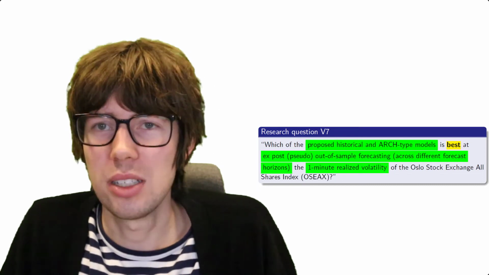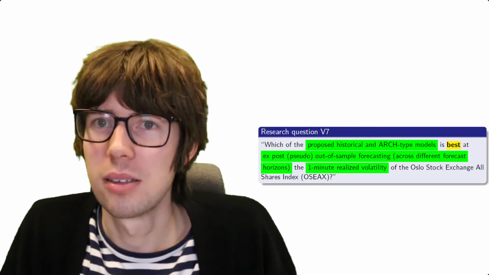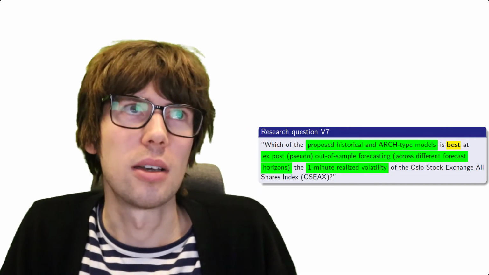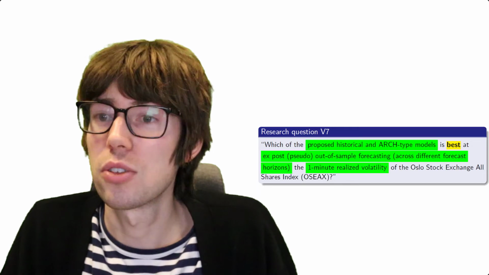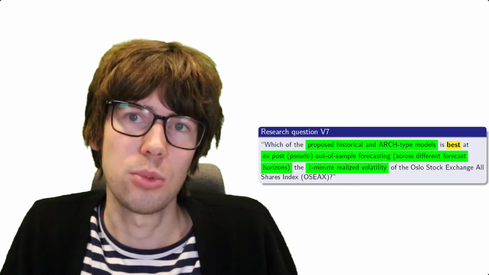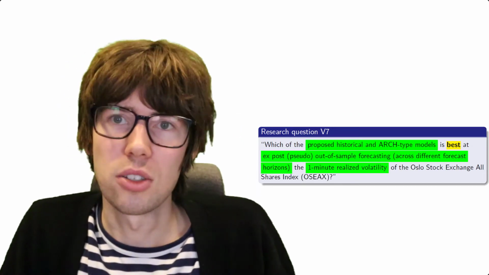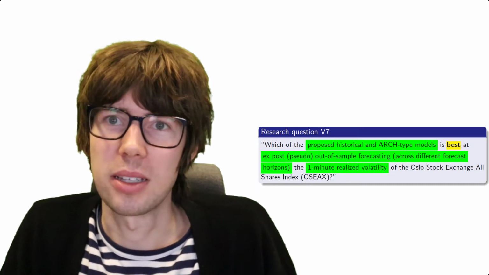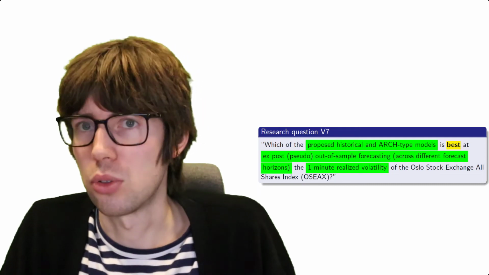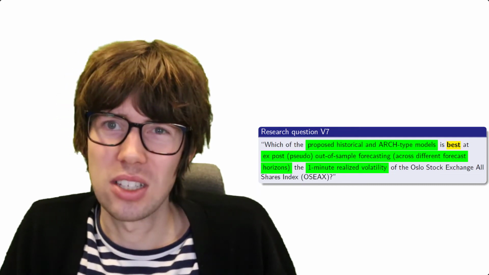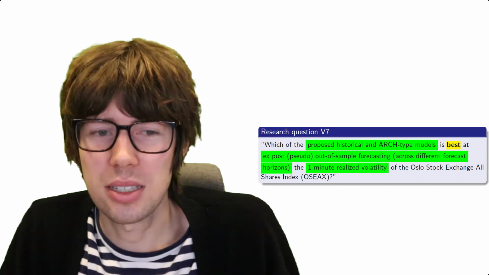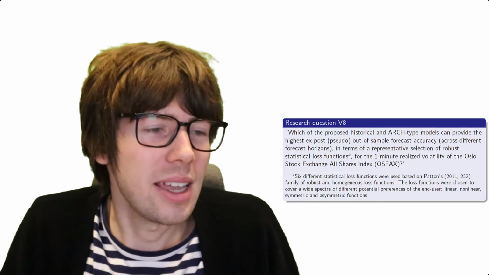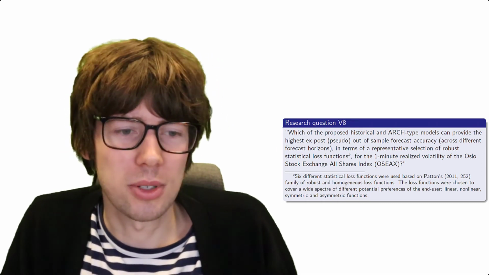But that's not good enough either, because there are different loss functions. Within statistical loss functions, you have loss functions that are asymmetric and loss functions that are symmetric. You have linear, you have non-linear, and so on and so forth. So what do I mean specifically here? You need to specify which loss functions specifically I'm going to use. And again, it's difficult to put that inside the research question, so I put that in surrounding text. So my eighth iteration of the research question then became as follows.